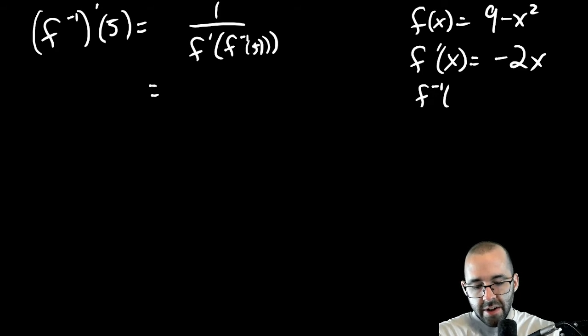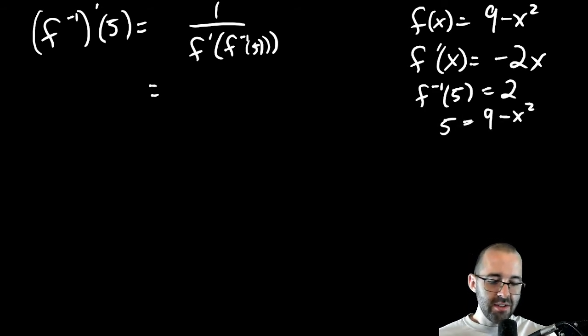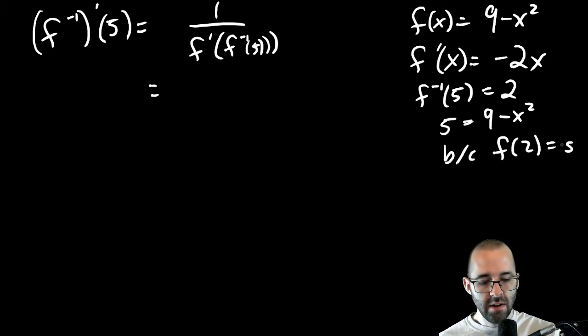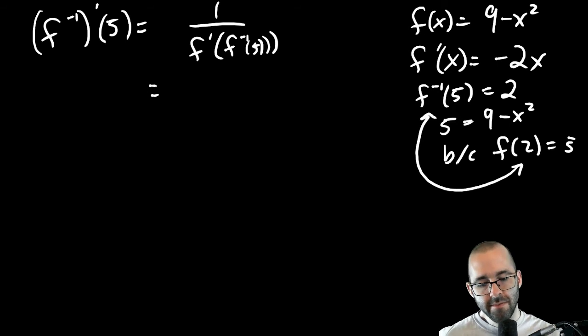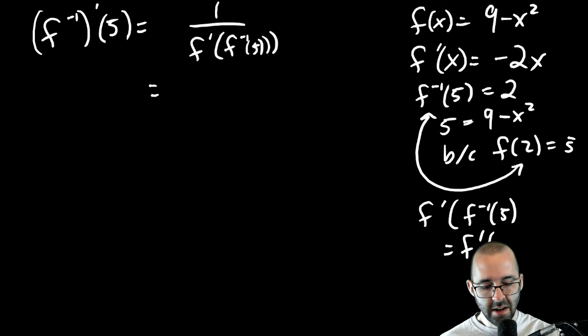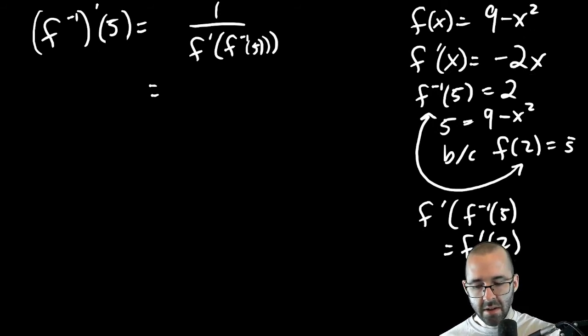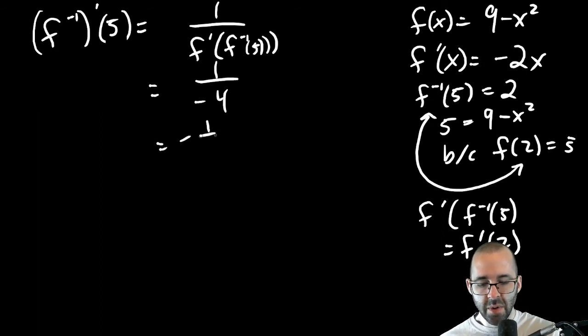If we were using the inverse function theorem, it would look like this. 5 equals 9 minus x squared. F inverse of 5 is 2 because f of 2 is 5. These are related concepts. So finally, f prime of f inverse of 5, well, that's f prime at 2. What's f prime at 2? Negative 4. So 1 over f prime of 2, 1 over negative 4. It's another way of using it.